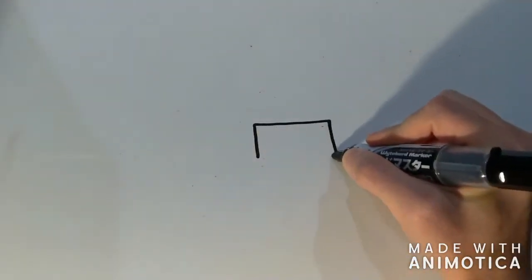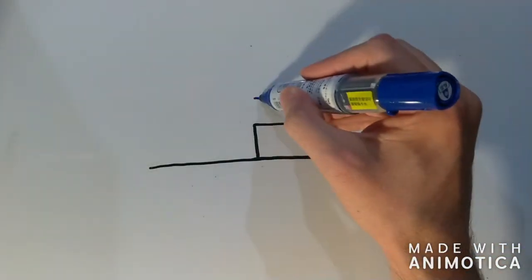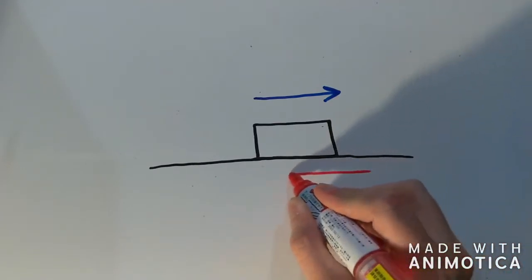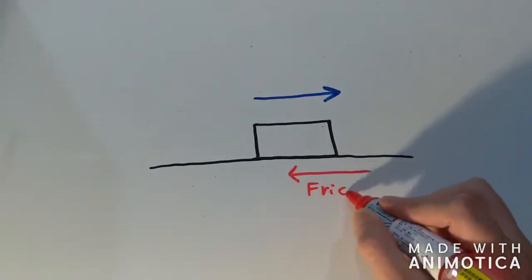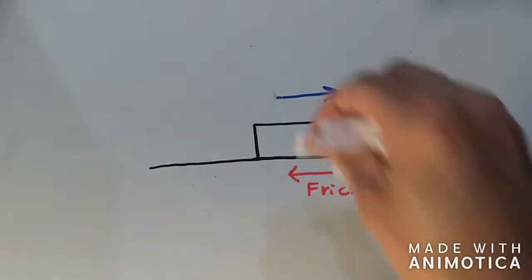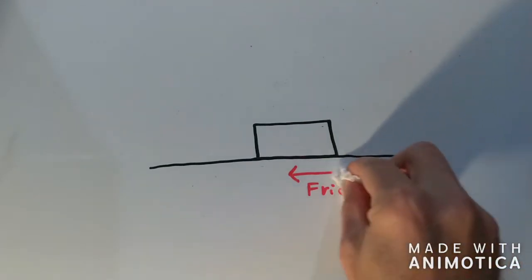Different objects on different surfaces will experience different forces of friction. When an object is moving, friction is a constant force in the opposite direction of motion. As an object slows down, the friction continues. However, when the object stops moving, the friction also stops.